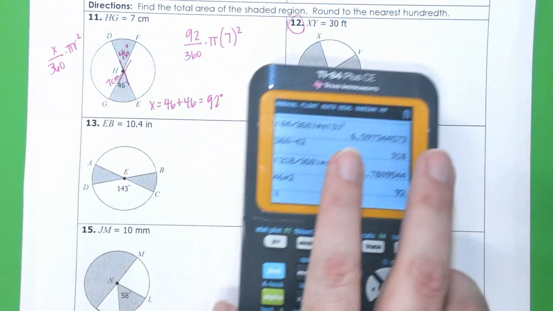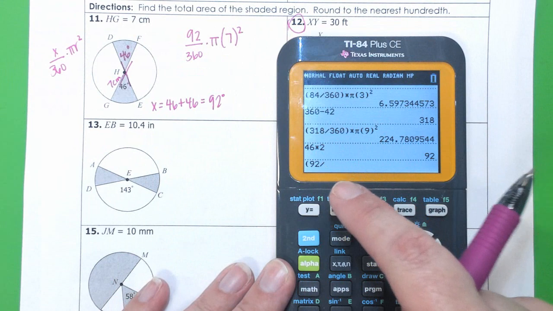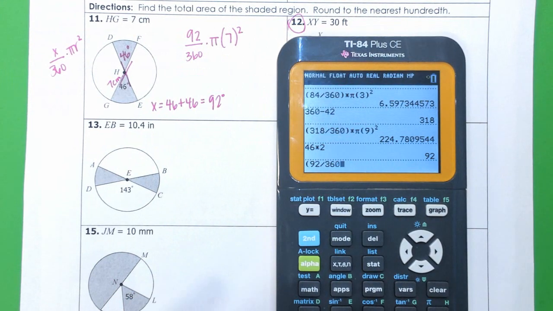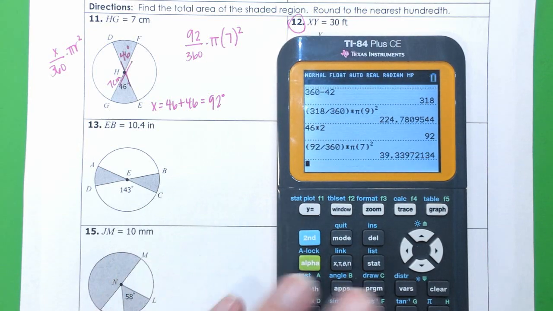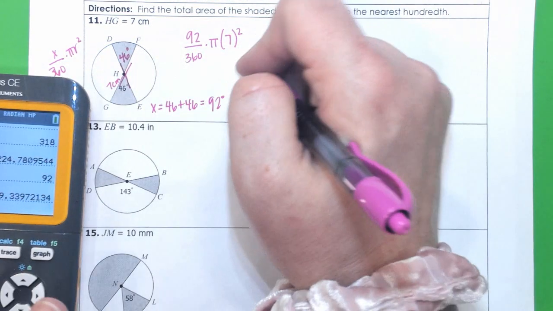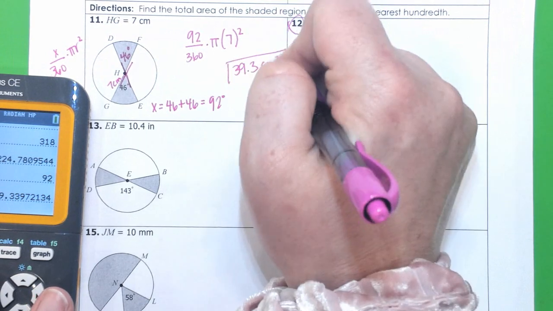And it's the same as the front. All you're doing is plugging that in your calculator. Again, I recommend that you do not use the fraction. And we get 39.3 centimeters squared.